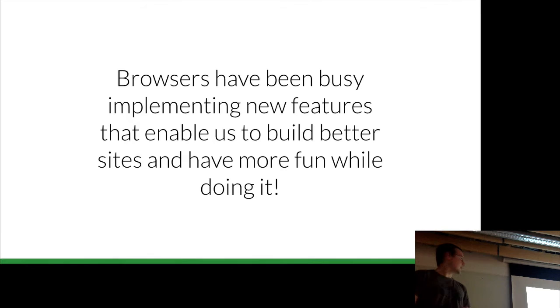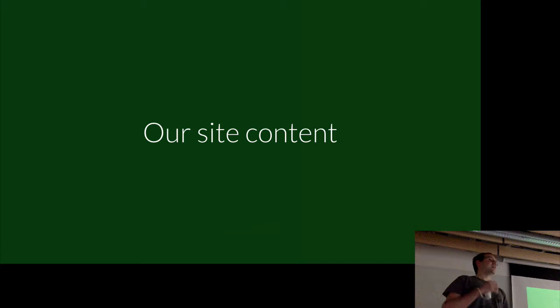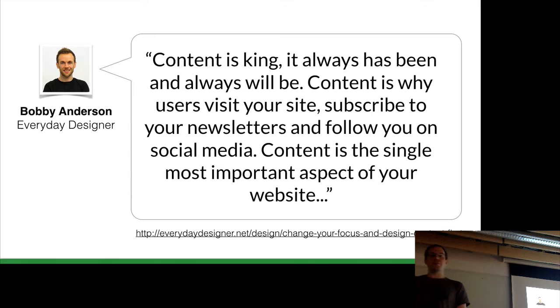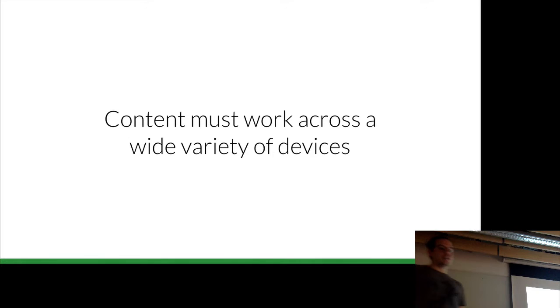So first up, we're going to look at our site content, because obviously the content is the heart of our site. So what I want to do is take you through a quote from Bobby Anderson, who I quote way too often. Content is king. It always has been and always will be. Content is why users visit your site, subscribe to your newsletters, and follow you on social media. Content is the single most important aspect of your website. So what Bobby's quote is telling us is that when we're starting a project, we should be prioritizing time to prepare and optimize our content. And content must work across a wide variety of devices, so it needs to be worked responsively.